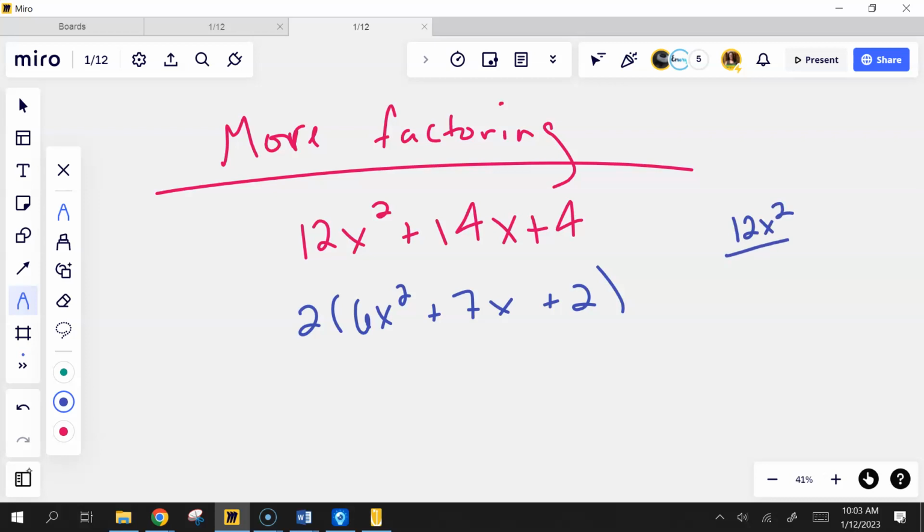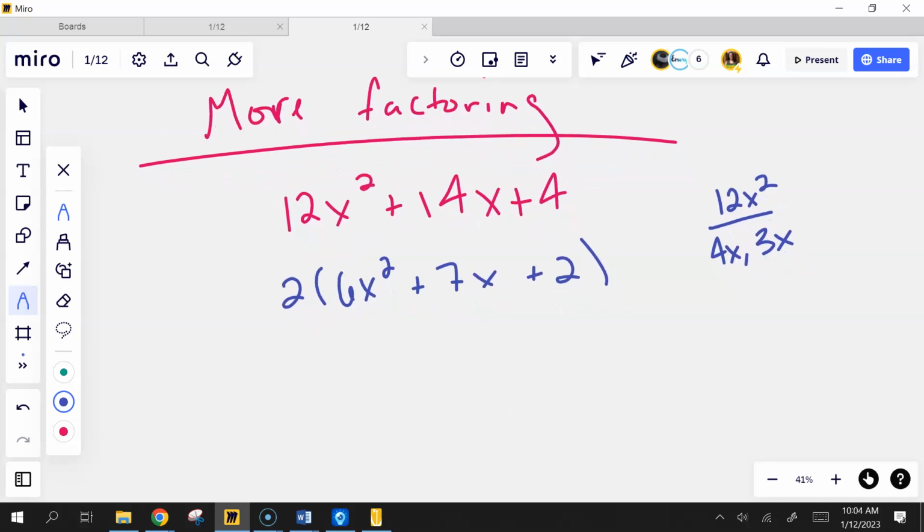When you get your sheet, we're just running through that first example that's on there. What multiplies to 12x squared but adds to 7x? 4x and 3x. Does everybody agree? So I'm going to do what with those 2 numbers? That's the puzzle part of it. Replace the middle. That's exactly right. So I got 2 times 6x squared plus 4x plus 3x plus 2.